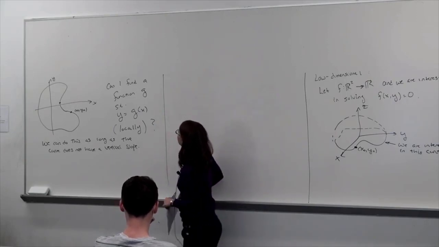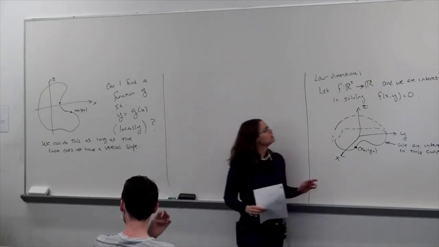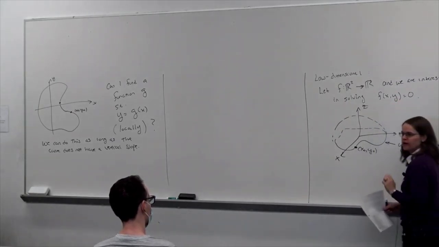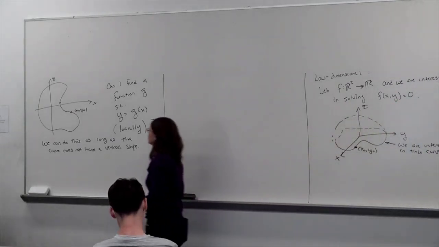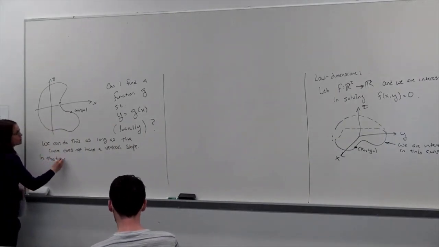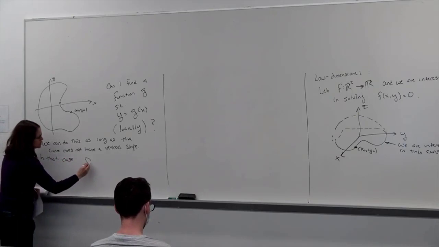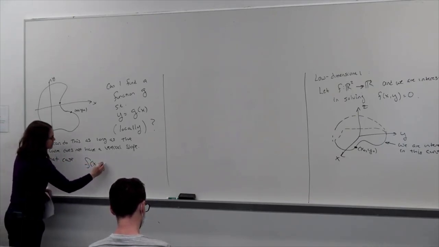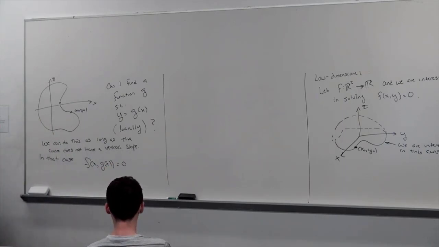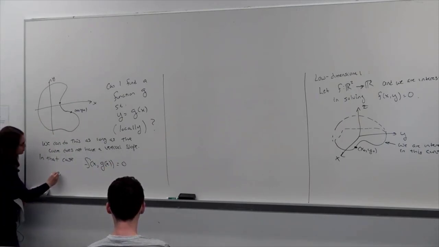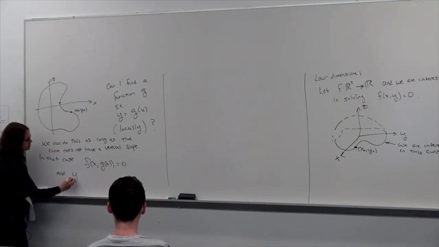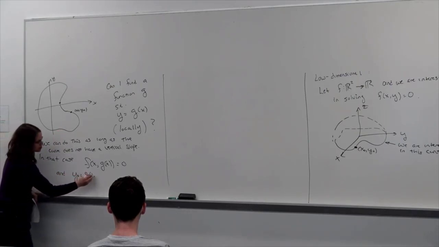Okay, and in that case, what happens? We're trying to solve f of x, y equals 0. We claim that this is true as long as y is equal to g of x. Okay, so in that case, we should have that f of x and g of x is equal to 0. Okay, and since we're doing this locally near our reference point, we expect that y naught is going to be equal to g of x naught.